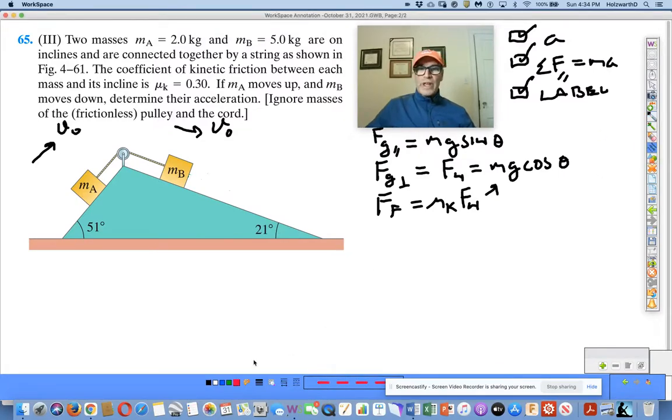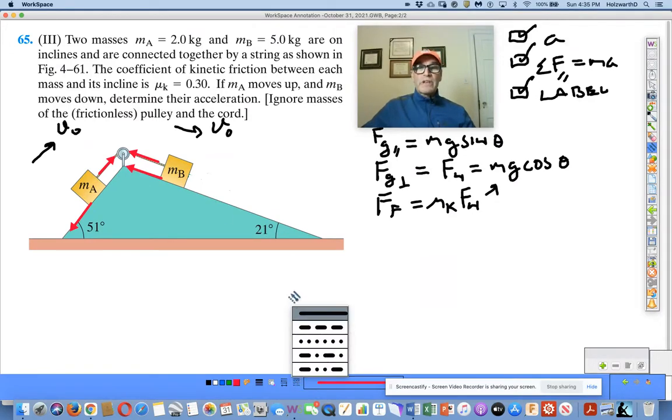I'm going to use some red arrows, and here we go. So we have the tension of the cord acting on m sub a, and the tension of the cord on m sub b. We have the force of friction between m sub a and the inclined plane, and it's opposite the motion. So the initial motion is up the plane, so the force of friction is down the plane. Also true for m sub b, so it's opposite the motion. So there's your two forces of friction.